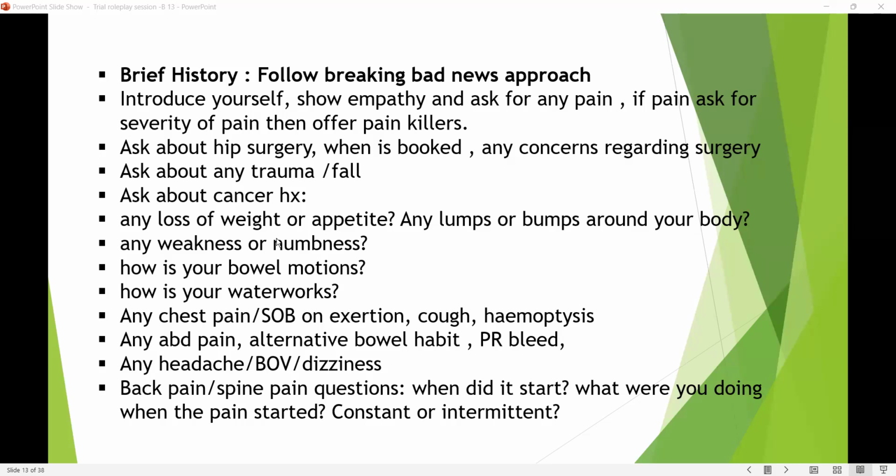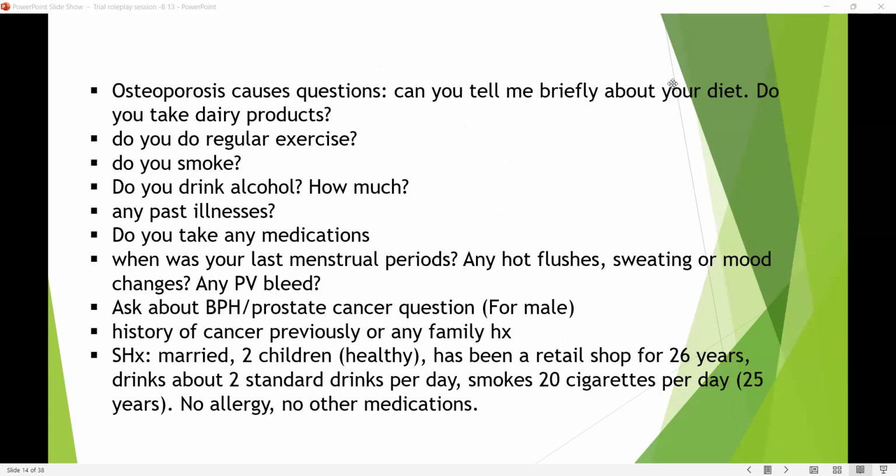Because osteoporosis is also one of your differentials, ask about diet and whether they take dairy products, ask whether the patient is vegan or vegetarian, then sun exposure, exercise, that is important, and then smoking, very important. Then past medical history, any family history, any previous history of cancer, that is also important, okay?